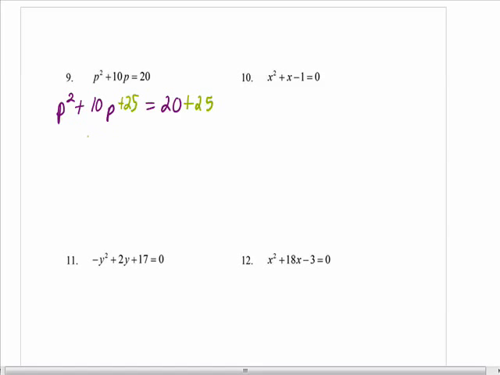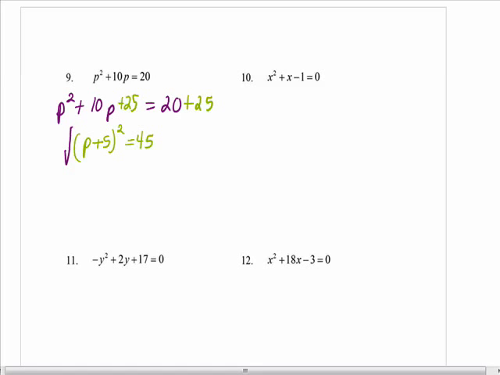And then you get t plus 5, good, squared equals 45. Nice. Everybody to that point? I'm just stopping. Is everybody to that point? All right, Ty, you want to finish it up?